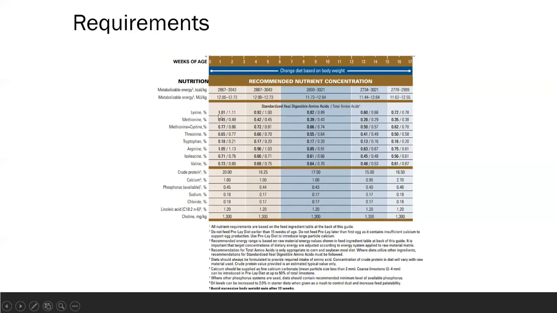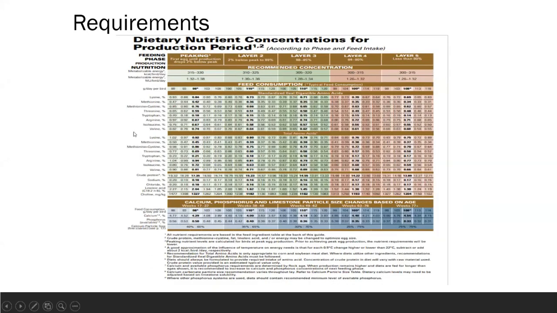These are the digestible amino acids, and these are the total amino acids for everything. Methionine in bold is the digestible amino acid and this one is the total amino acid, and methionine plus cysteine in bold is digestible and this one is total. So don't get confused between digestible and total amino acids. Here, the lysine is repeated: this one is the digestible lysine, and all the ones below are for total amino acids.